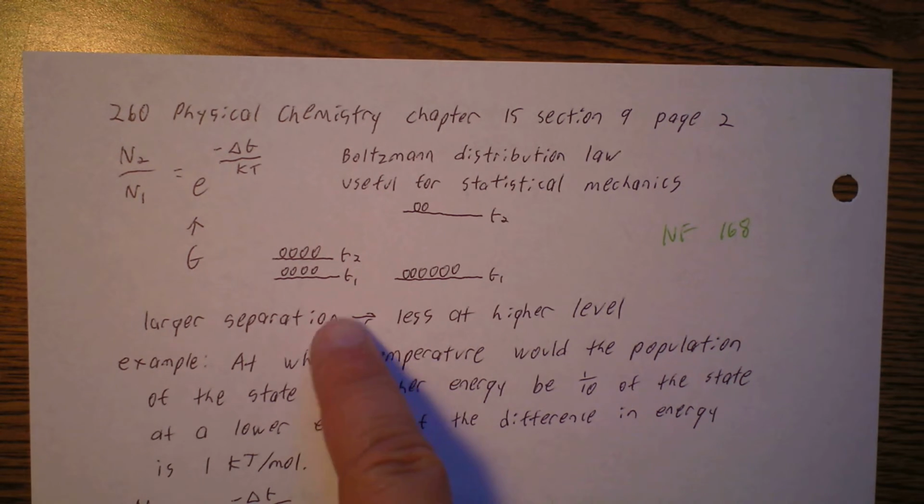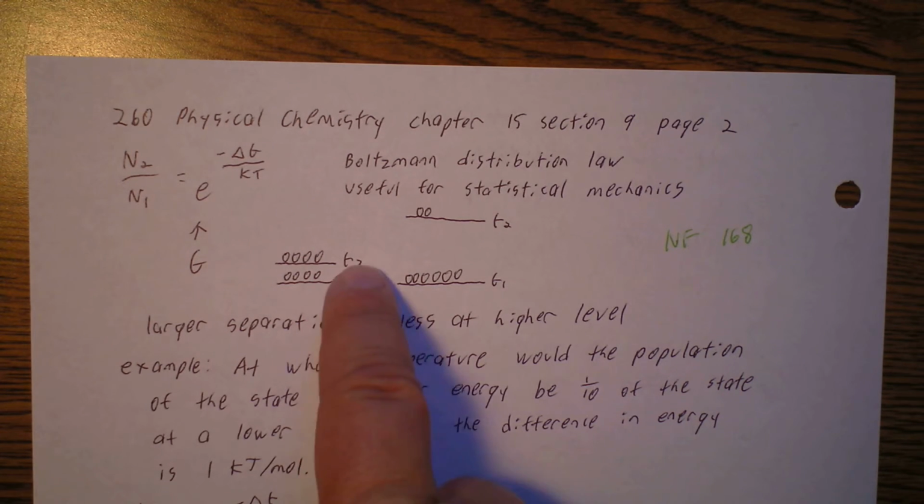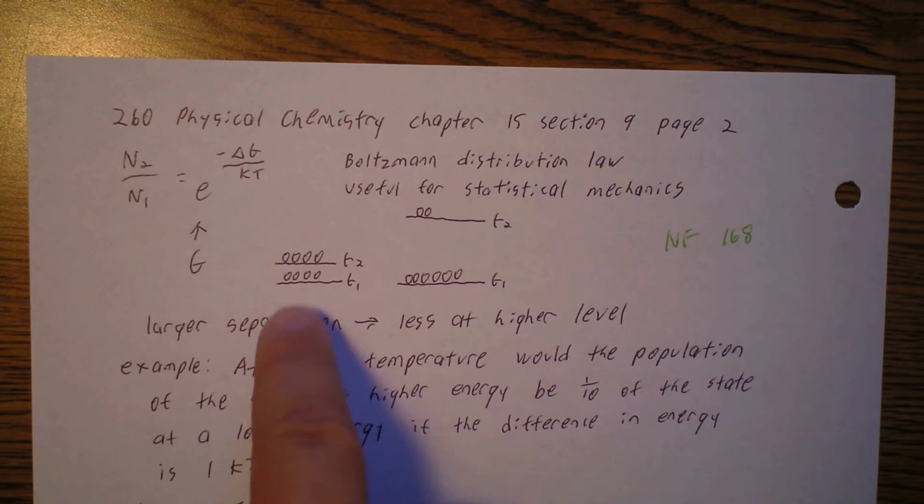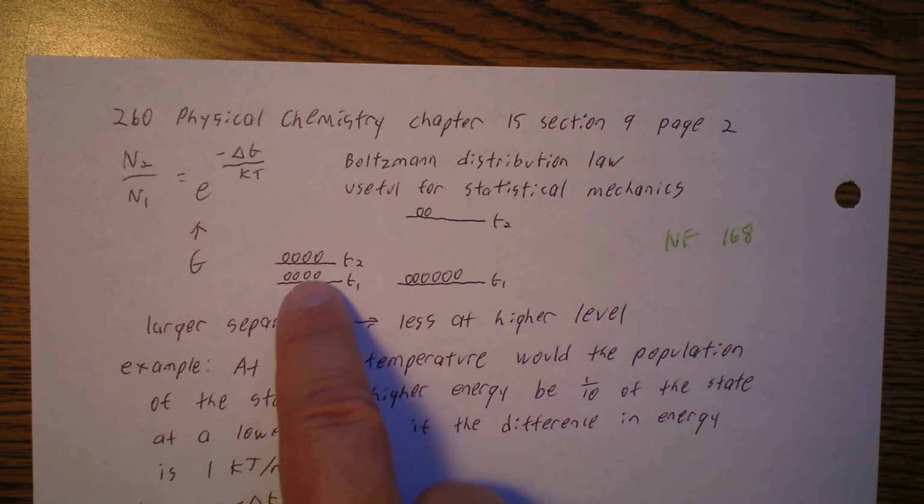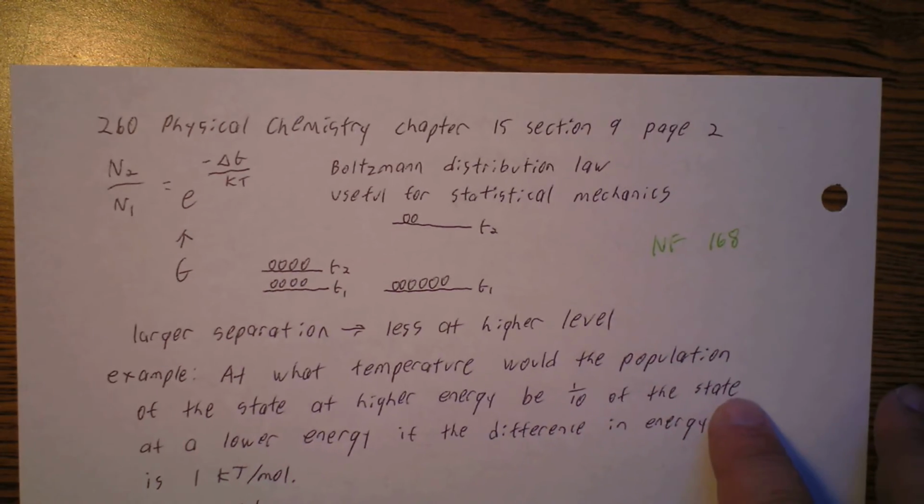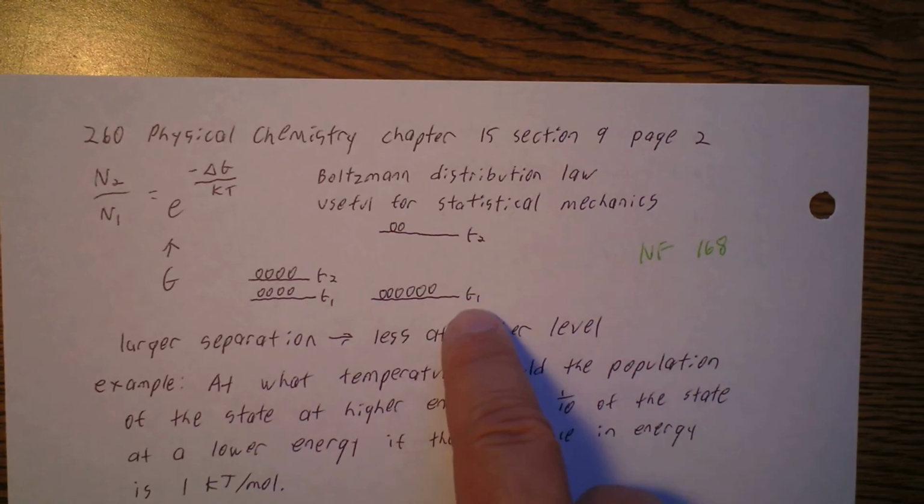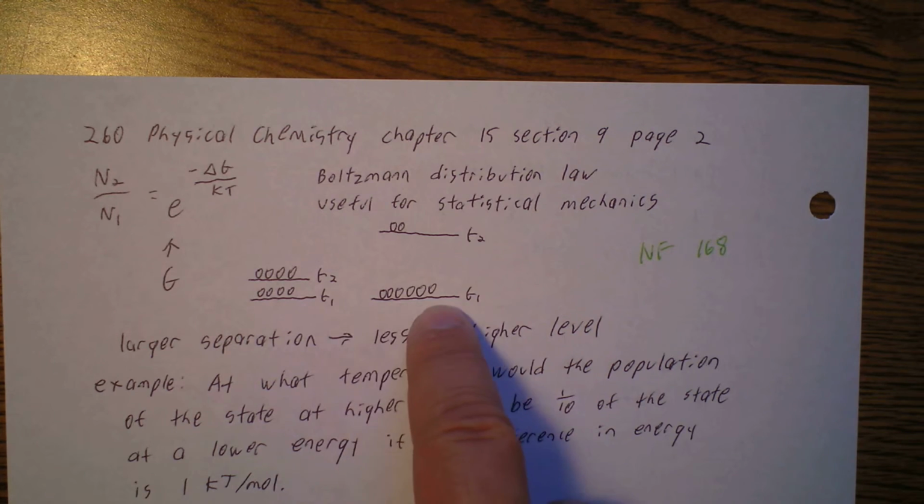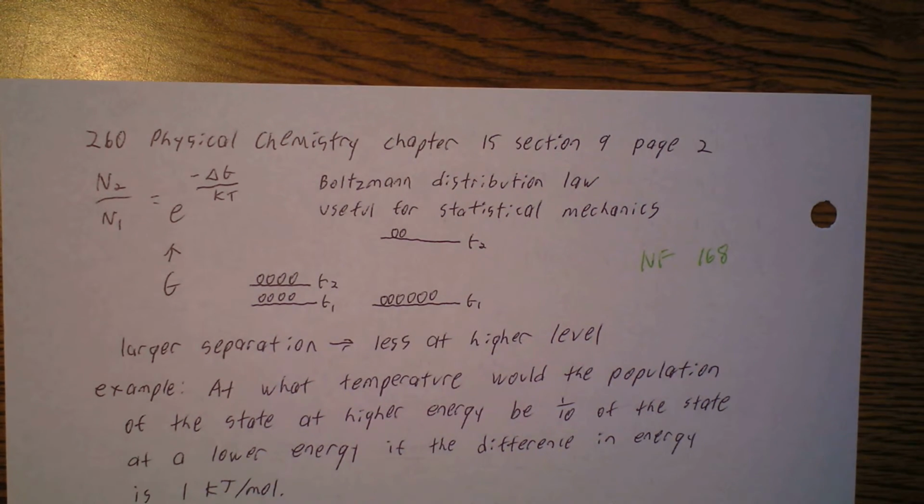Now look at this graph I sort of squeezed in here. So we have two different energy levels here, energy level 1 and 2. They're kind of close together, so we have 4 and 4. We have about the same number of molecules in each case. But over here, we have energy level 1 and 2. Notice they're much farther apart. So we have 6 down here and only 2 up here. So what we're saying is that the larger the separation of energies, the fewer and fewer molecules you're going to have at the higher energy level.